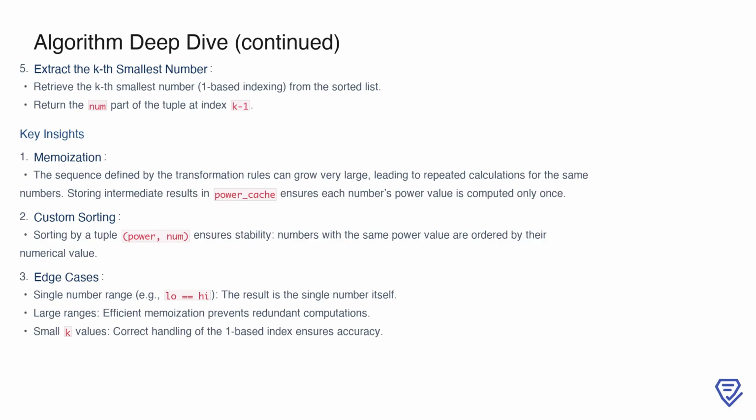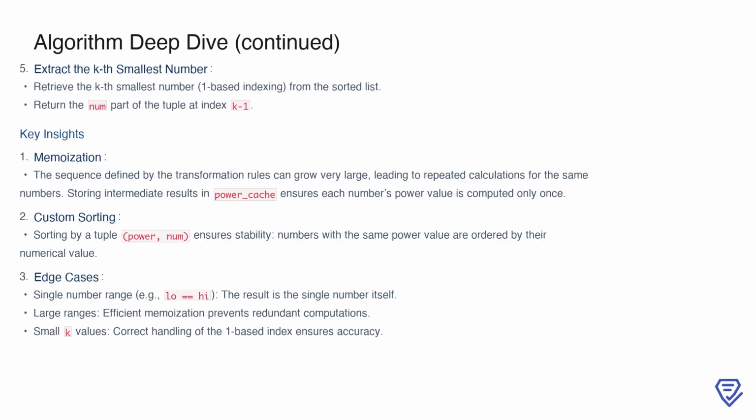Since the sorting ensures that the numbers are arranged in increasing order by power value and then by numerical value, we simply pick the tuple at index k-1, adjusting for 1-based indexing, and return the number part of the tuple. This gives us the desired result efficiently.